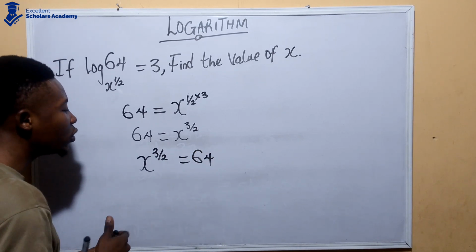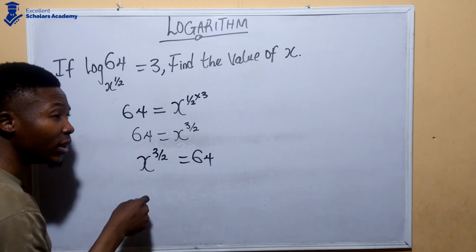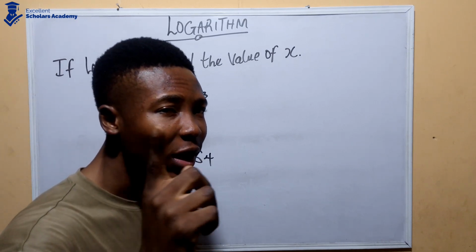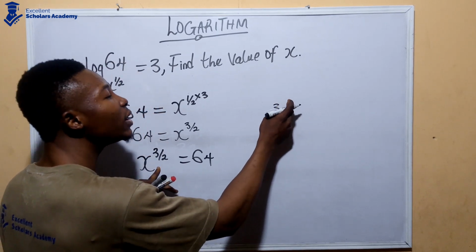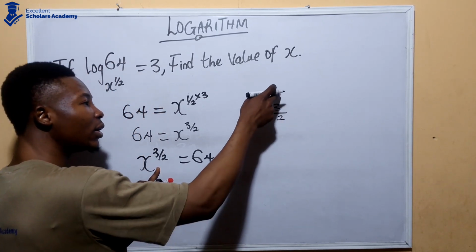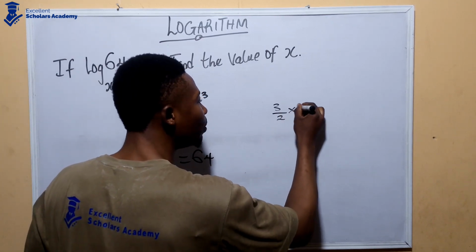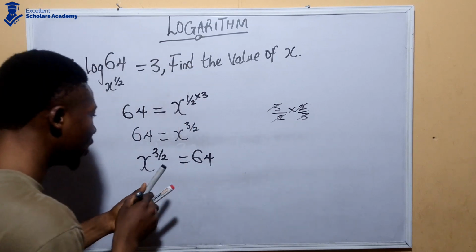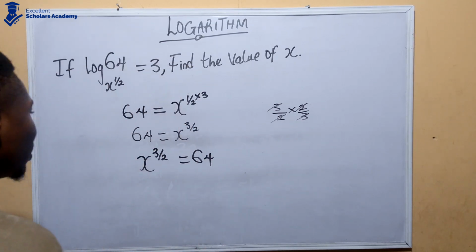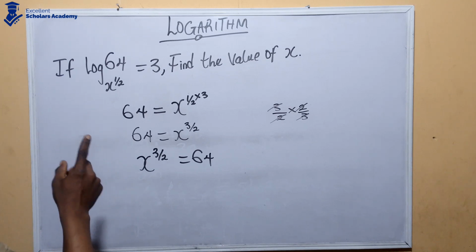Now I'm going to multiply the power of both sides by 2 over 3. Why am I multiplying the power of both sides by 2 over 3? This is 3 over 2. It is only the inverse of 3 over 2 that can eliminate 3 over 2. So this is multiplied by 2 over 3. You see that 2 eliminates 2, 3 eliminates 3. That's why I'll be multiplying the power of both sides by 2 over 3.